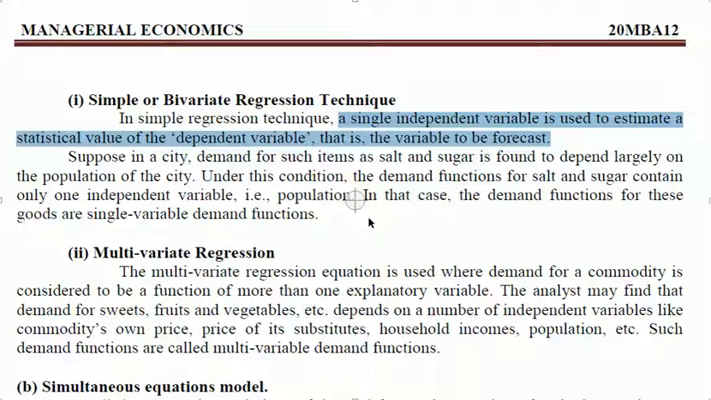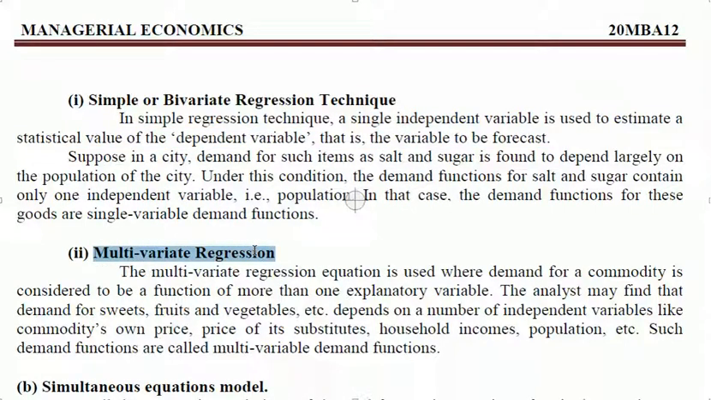So the only thing the demand for salt and sugar depends upon is the population, which is independent. You cannot control the population of the city. So if the population is increasing or decreasing, then the demand for your product will also increase or decrease. That is the one independent variable we are considering here.